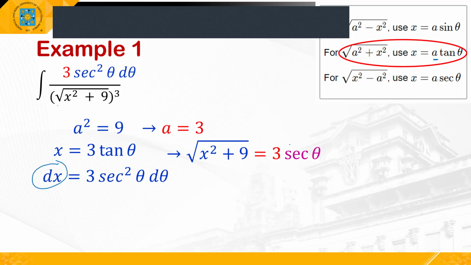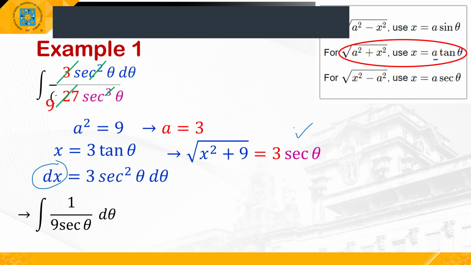Tapos this one, making use of this, but we have to raise that to the third power. It will be like this one. Okay. Sorry, hindi lang na-shoot mabuti. So that's 27. Again, this will cancel out. So we have a 9 there. This will cancel out. So secant theta is left on the denominator. So that leaves us with this one.